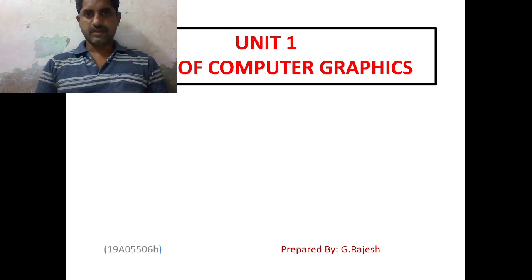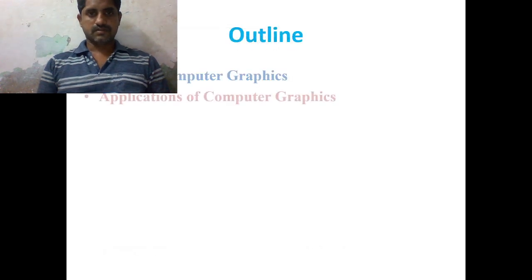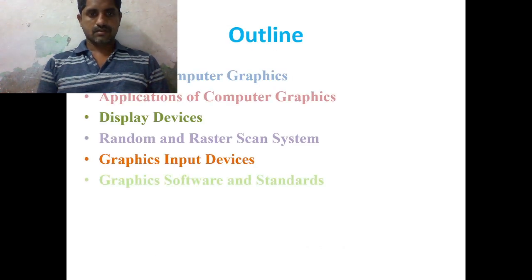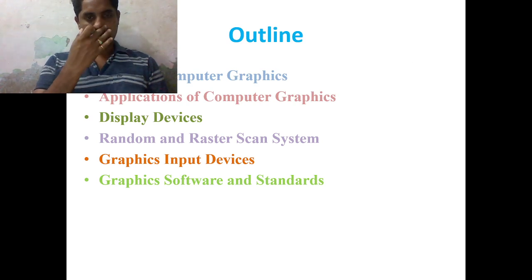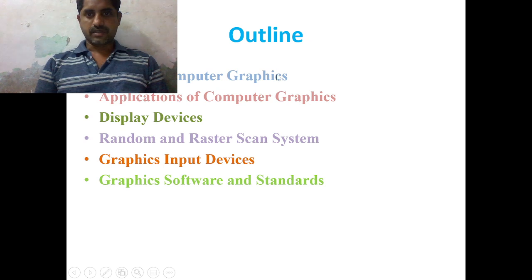So first unit, basics of computer graphics. These are the topics of basic computer graphics. Next, applications of computer graphics, display devices, random and raster scan systems, graphics input devices, graphics software and standards. These are the outline of computer graphics.